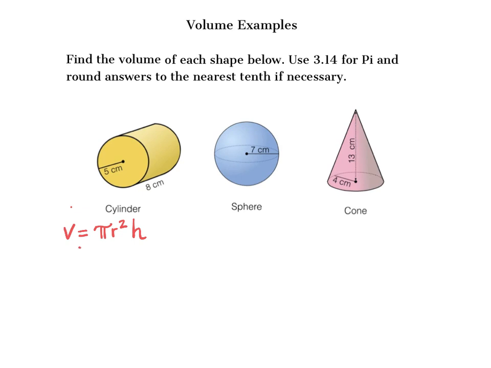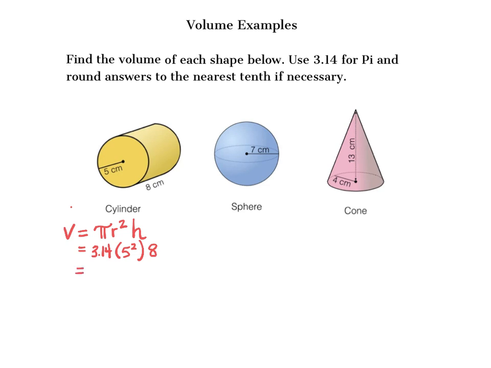So all we have to do is plug in 3.14 for pi times r squared. R is radius of the circle. So on the bottom, the radius goes halfway across, so that's 5 squared, times the height of the cylinder, which is 8. And this cylinder is laying on its side, but if you stood it up and set it up on its base, it would be 8 centimeters tall.